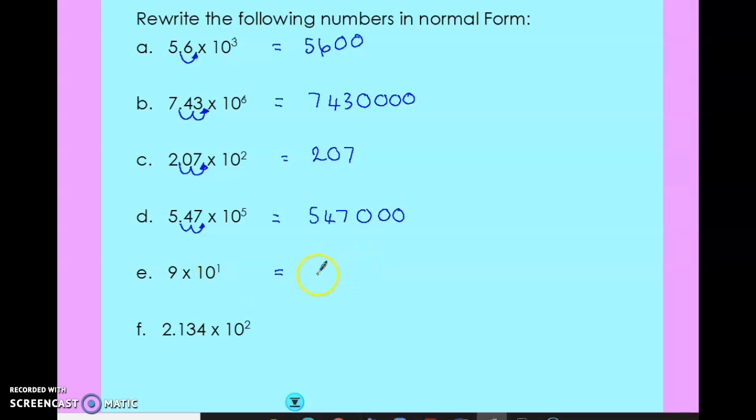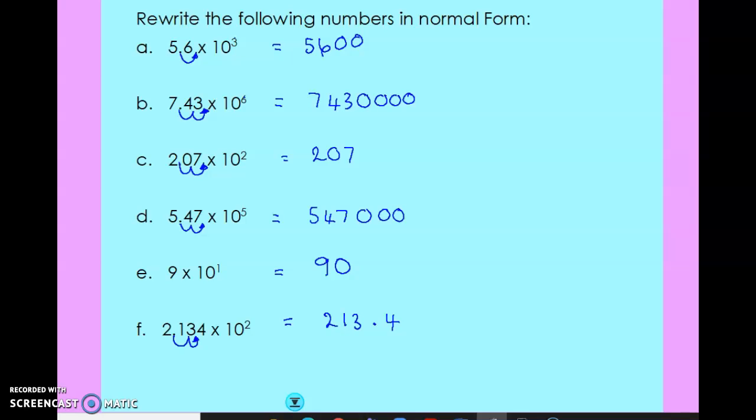9 times 10 to the power of 1 would just be 90. No decimal point. I've got 1 10 to times by, so add on a 0. F, I've got 2.13 times 10 to the power of 2. If I times by 10 twice, it ends up in here, so I don't get rid of my decimal point this time. So I get 213.4.